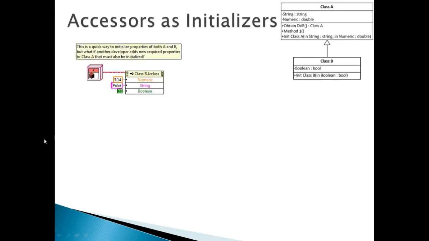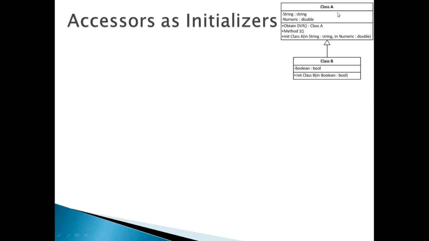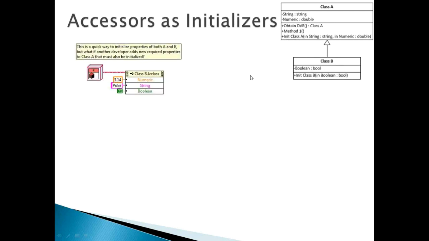So this is what I just said in pictures. We have a class A, what we've been looking at, with a string and numeric, and a class B that adds a Boolean. Both of them have initializer methods, but for some reason this person decided not to use them. They wrote their own class B. They expanded a property node and wired up all the data, and they start using their object. They're happy.